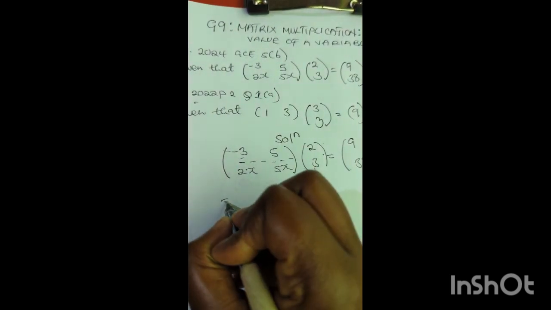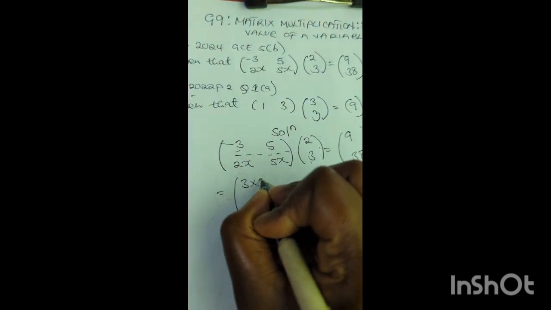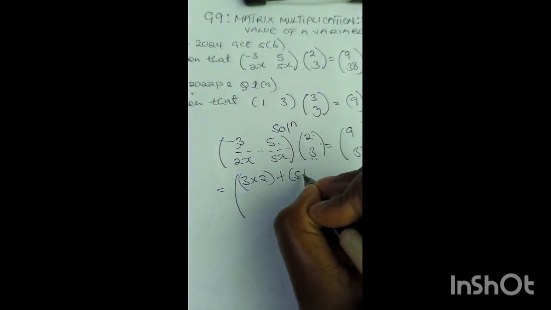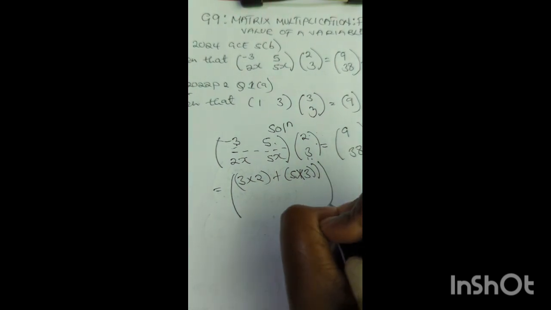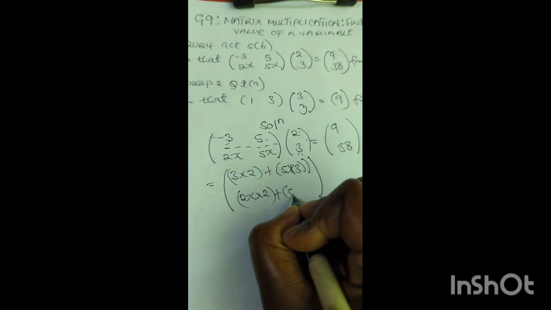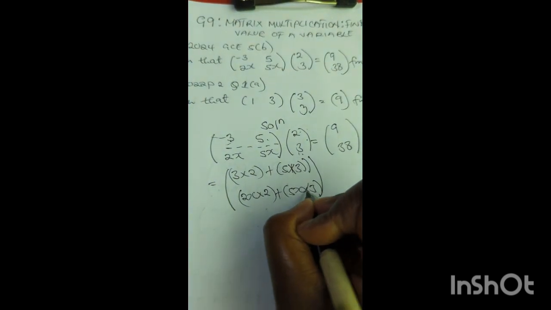Here there's no need to divide any columns, there's already one column. So we go straight to multiplying row by column and then row by column. So this is going to be 3 multiplied by 2, plus 5 by 3. And then the second one will be 2x multiplied by 2 plus 5x multiplied by 3. Okay, hope it's clear. Sorry about my neatness. Your work has to be neat. I'm just struggling because my other hand is holding my phone.